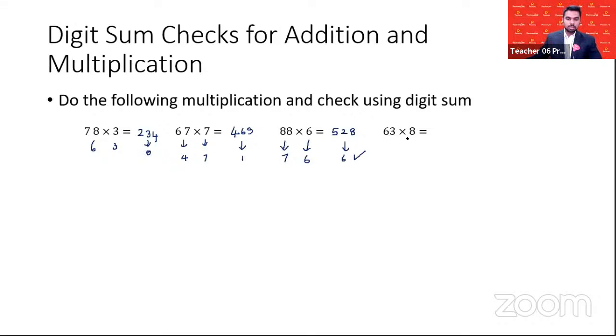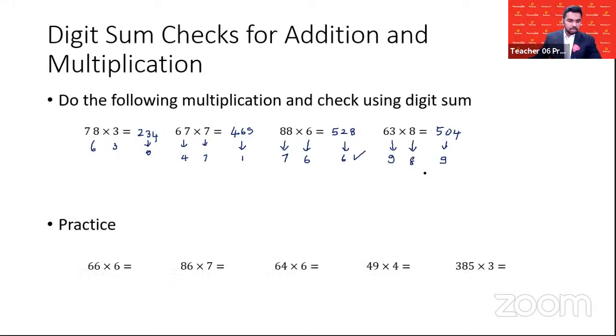What about 63 times 8? Do 60 times 8 plus 3 times 8. So 60 times 8 is 480 plus 24 coming from 3 times 8. So that is 504. Now the digit sum here is 9, digit sum here is 8, 72 has digit sum of 9, and the answer as well has digit sum equal to 9.